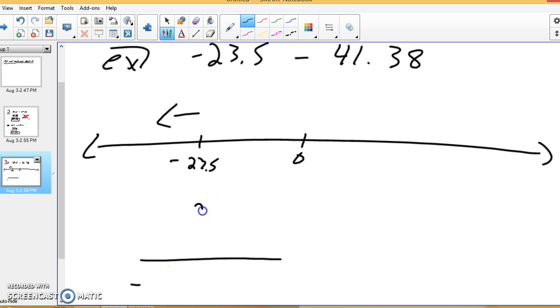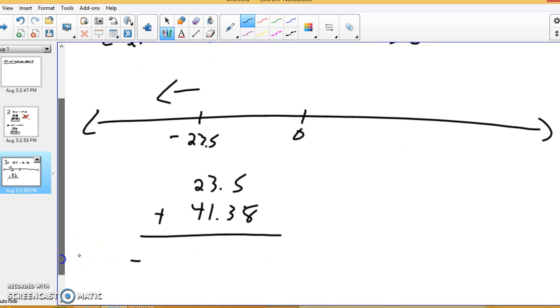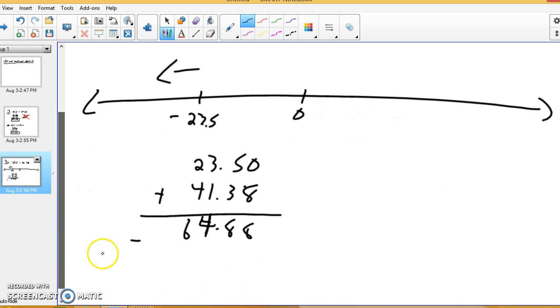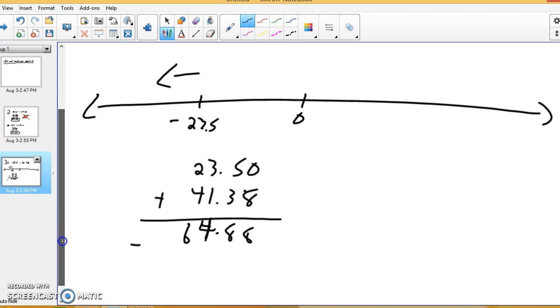So we know our final answer is going to be negative. We can just see this as positive 23.5 and let's just add 41.38, and then we'll just be sure to remember that it's a negative at the end. From here, it's just like regular adding and subtracting decimals. You place your placeholder 0, that's 8, 8, 4, and 6. So our answer to negative 23.5 subtract 41.38 is negative 64.88.